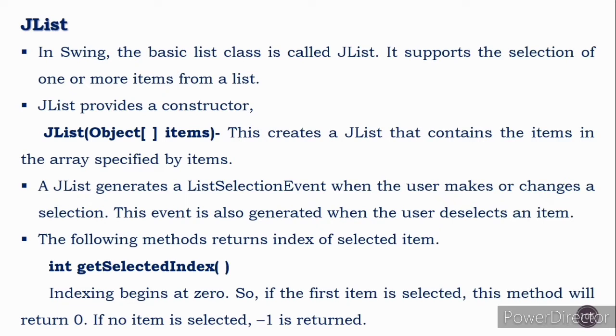The following method, that is the getSelectedIndex method, is used to get the index of the selected item. What will it return? It will return the index of a selected item, and indexing always begins with 0, and if the first item is selected, this method will return 0. If no item is selected, then -1 is returned.